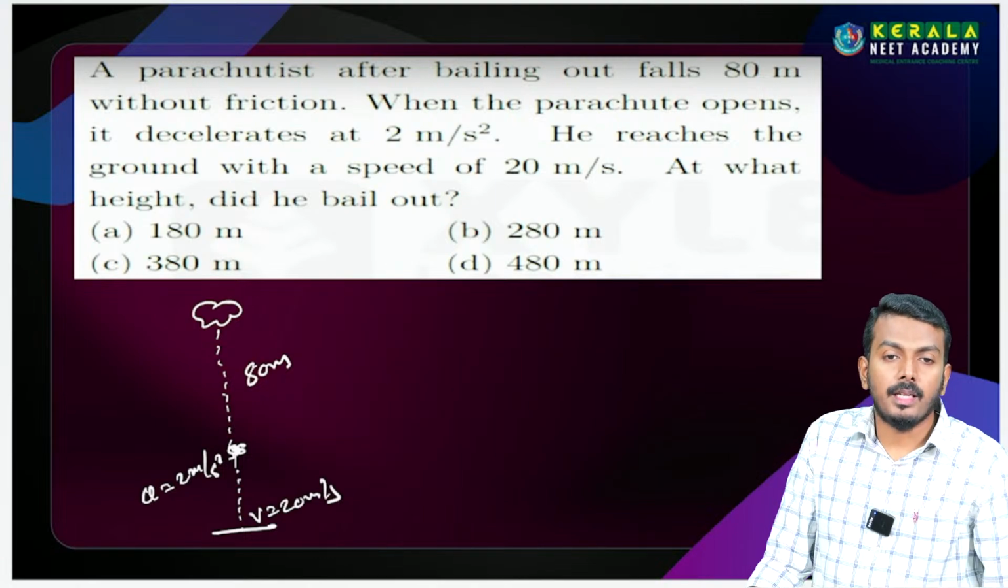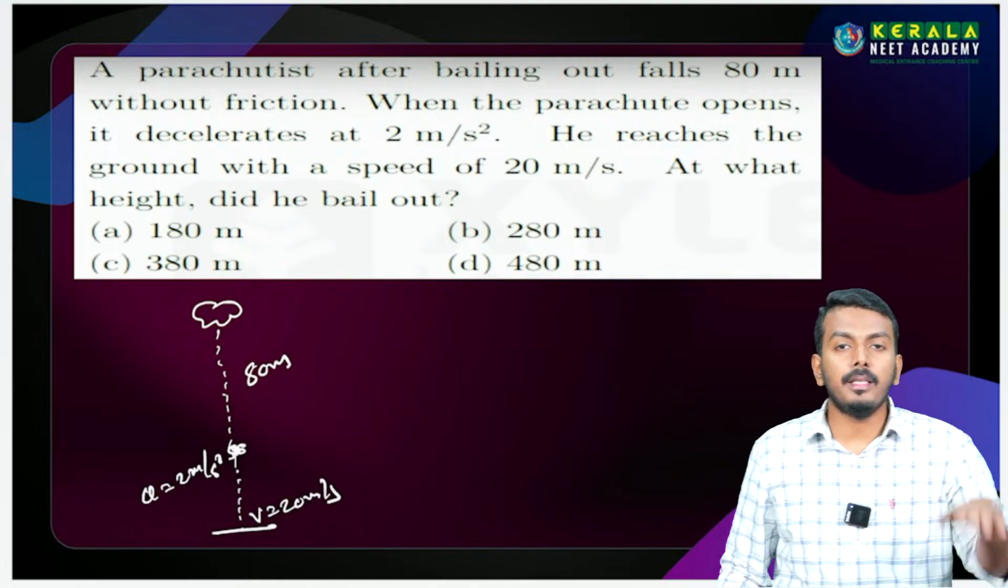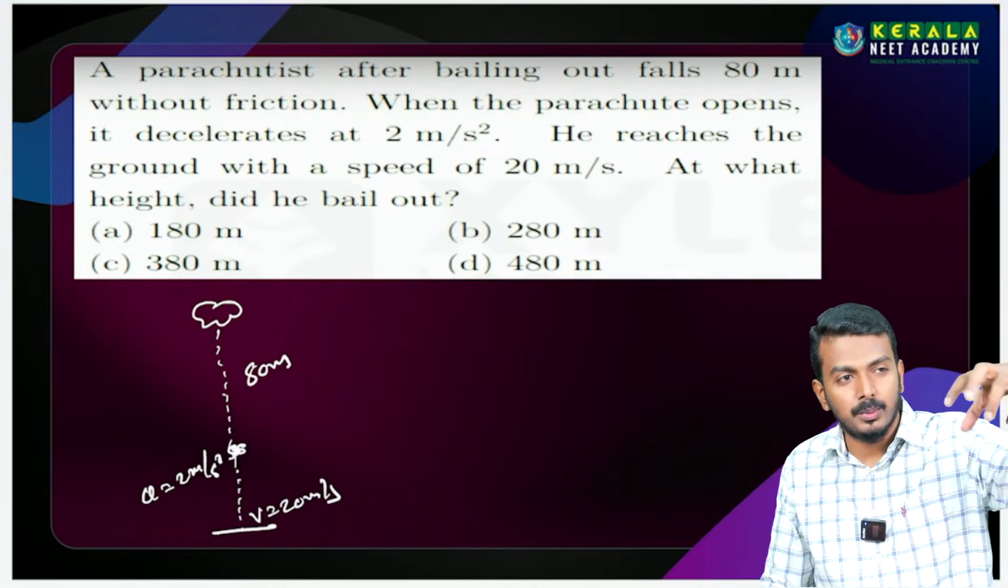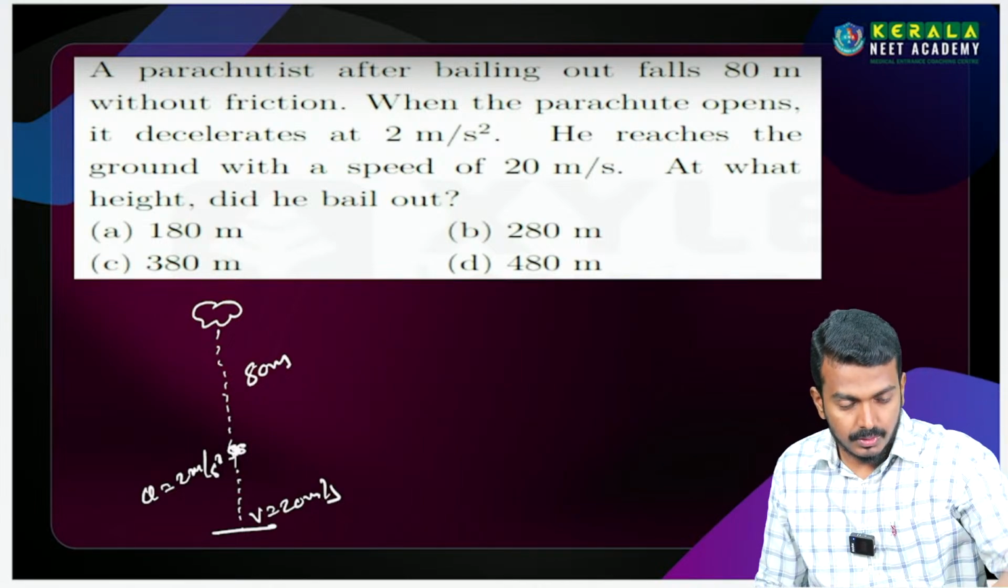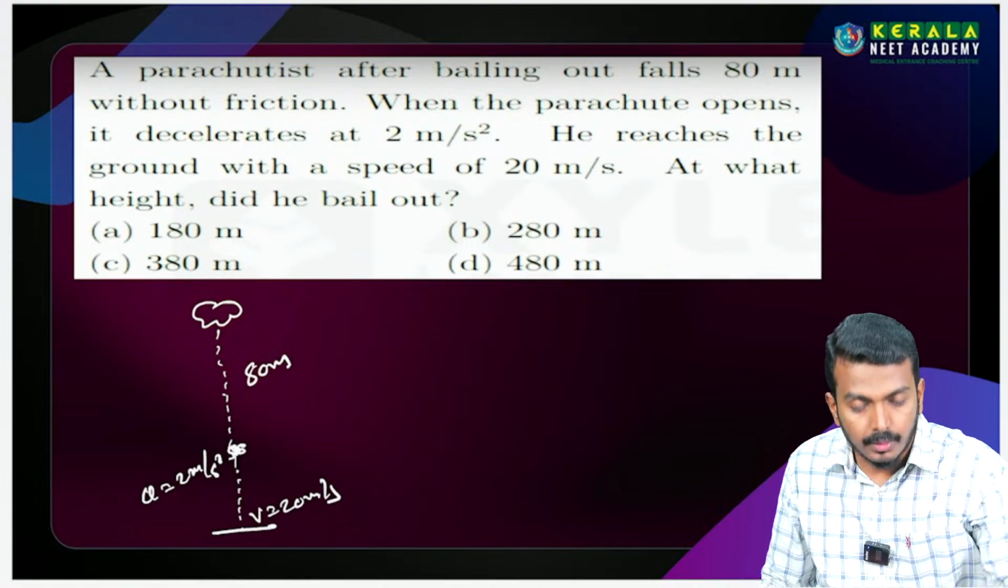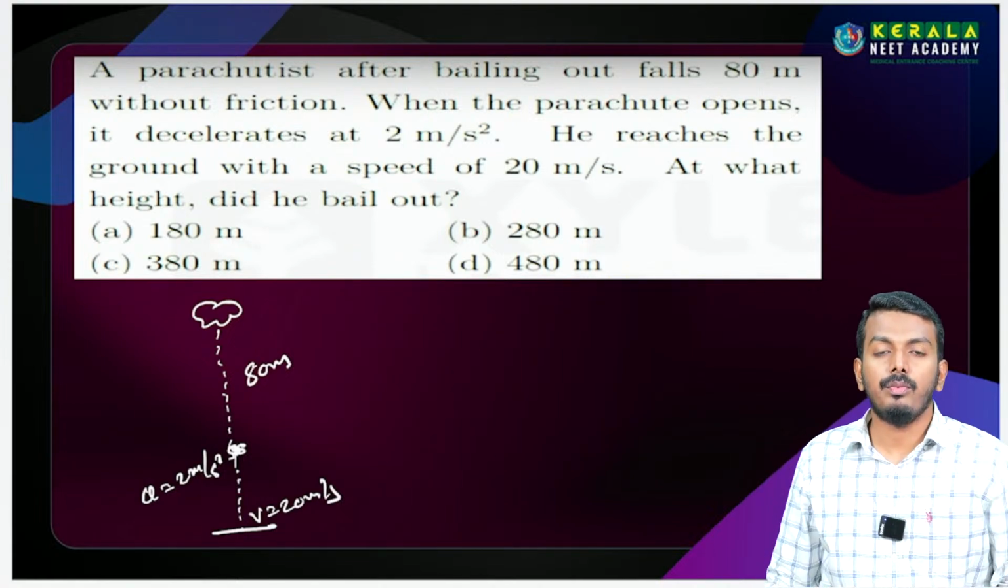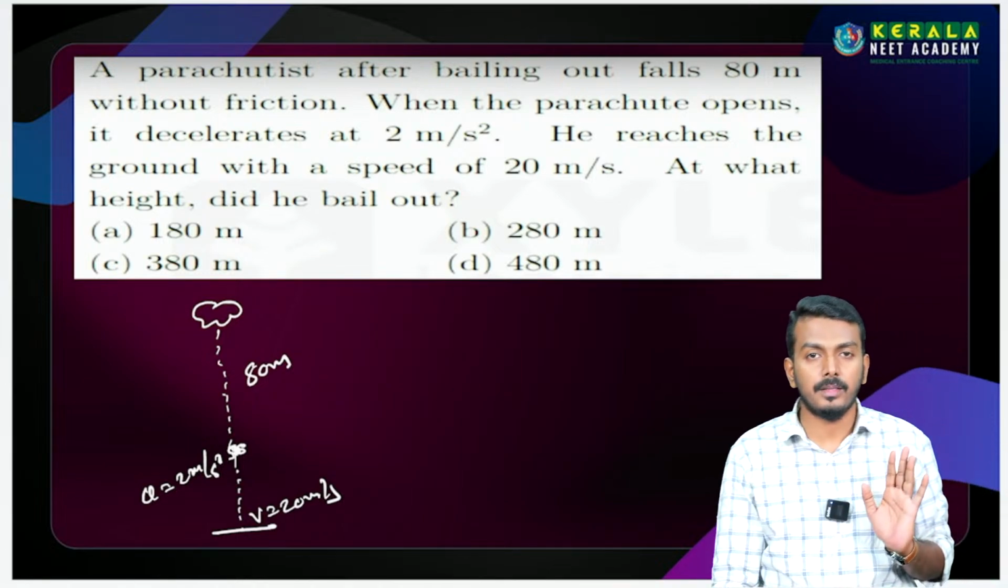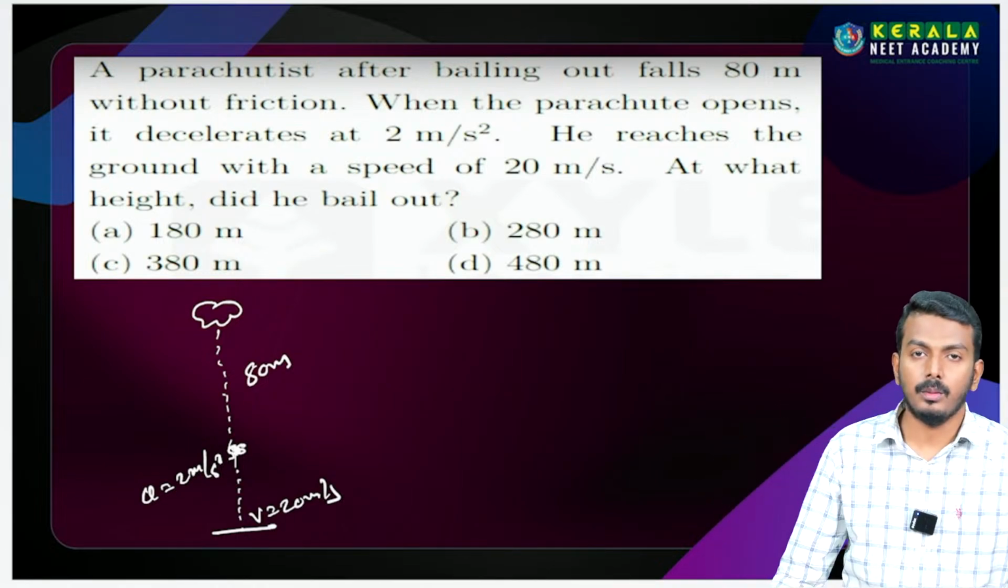A parachutist after bailing out falls 80 meter without friction. The parachutist falls directly for 80 meter. After that the parachute opens. After it opens, it undergoes retardation and finally reaches the ground with 20 meter per second. Then what is the total height in the question?